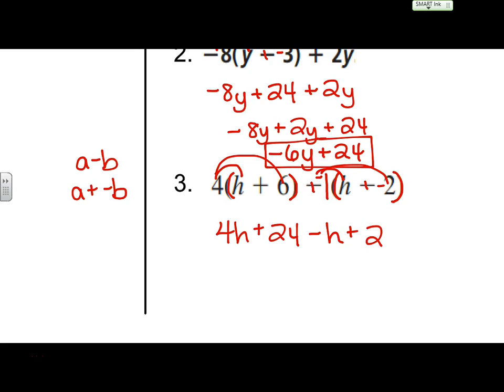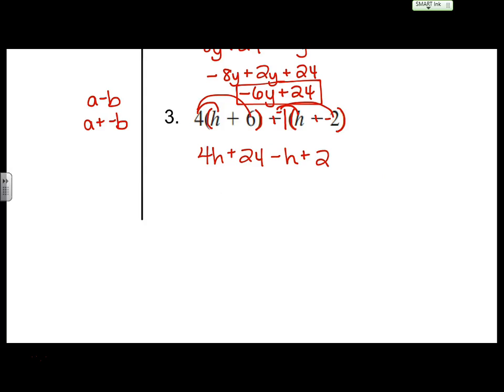Long story short, Diego, does it make sense why I have negative h plus 2 up there? Okay, you're good. So then let's go ahead and keep going. Guys, do you see any things that we can combine? Yes. Now, can we try to skip a step and look at what's in common? And what's in common?